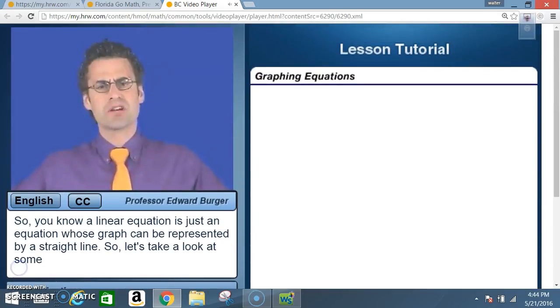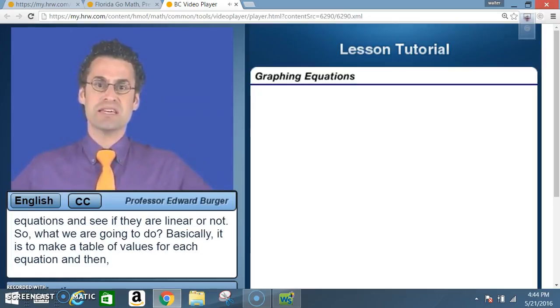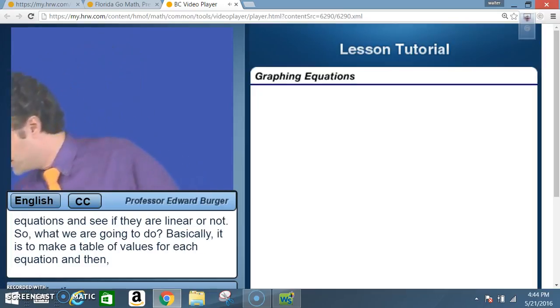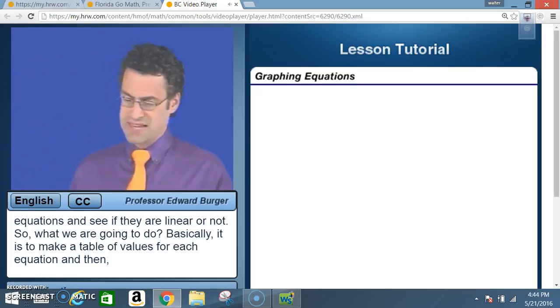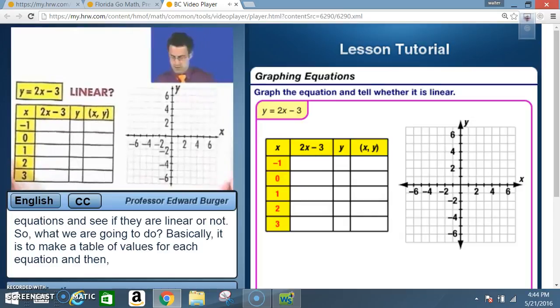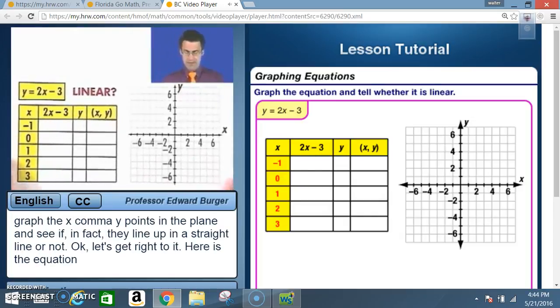So, a linear equation is just an equation whose graph can be represented by a straight line. So let's take a look at some equations and see if, in fact, they're linear or not. What we're going to do is make a table of values for each equation, and then graph the x, y points in the plane, and see if they line up in a straight line or not. Okay, so let's just get right to it.